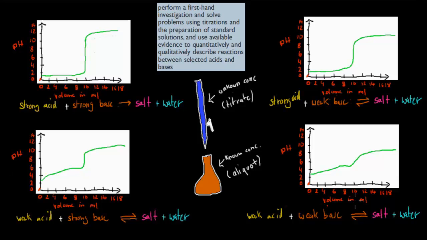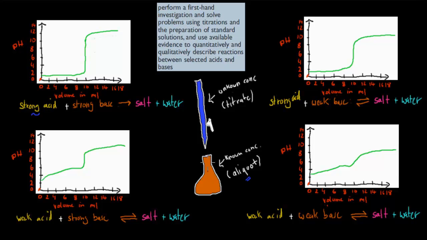Now these are the 4 possible titrations we can do. We have either a strong acid and a strong base, or a strong acid and a weak base, or a weak acid and a strong base, or a weak acid and a weak base. These are the 4 possibilities of our titrations. Let's assume for the first titration we have a strong acid which is, in this case, actually our aliquot.